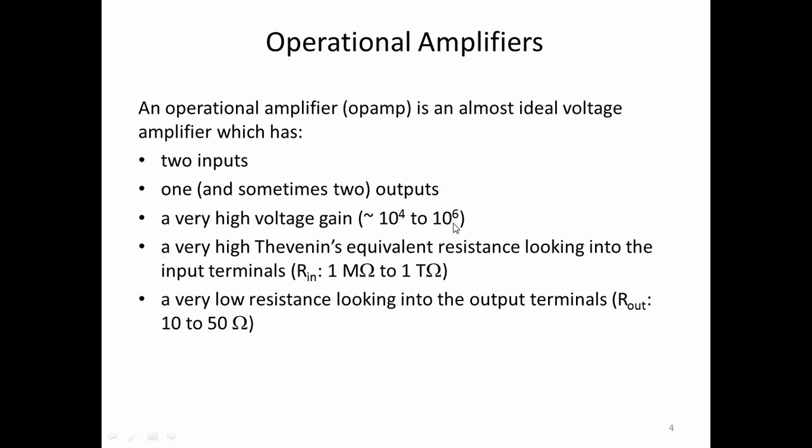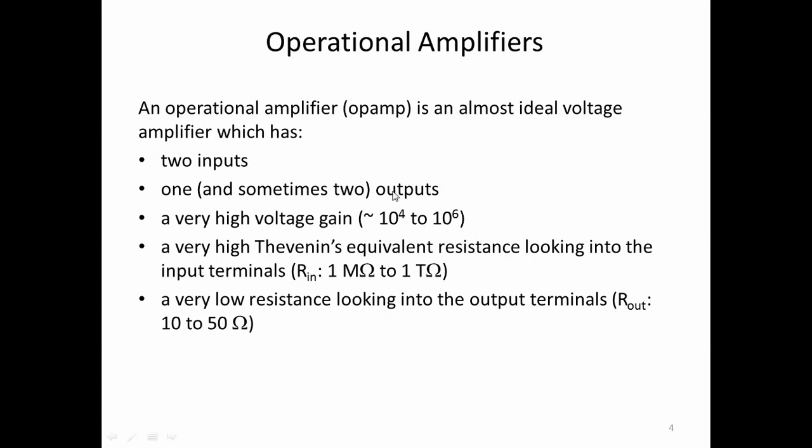If we look into these 2 input terminals and find the Thevenin's resistance looking into these 2 input terminals, it is called the input resistance Rin, and that resistance is very large for an op-amp. It varies depending on which op-amp you are looking at, from about 1 mega ohm to about 1 tera ohm. Tera is 10 raised to 12.